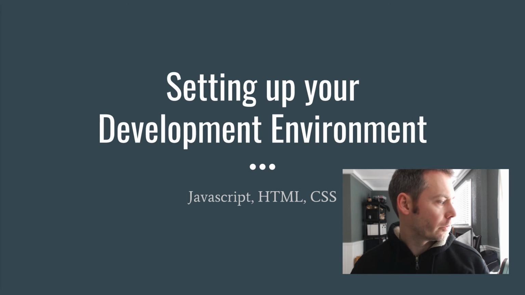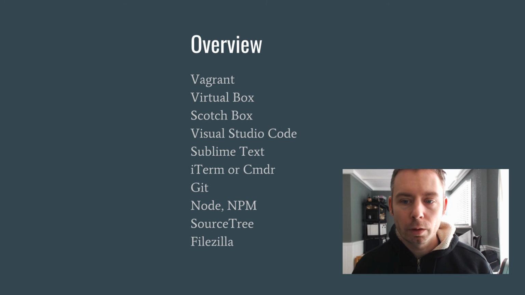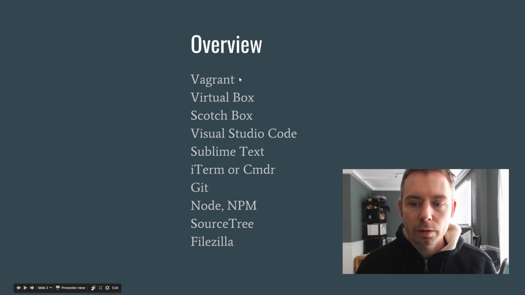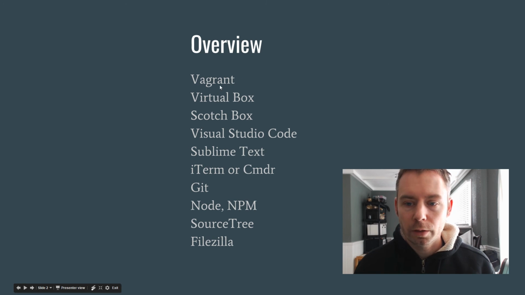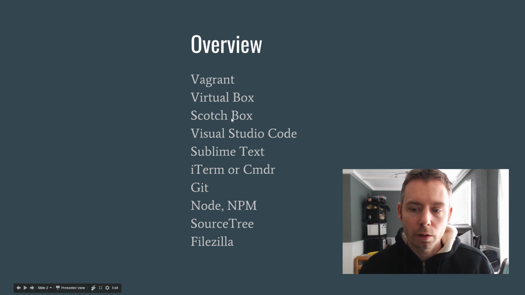Okay, so first thing, we're going to install Vagrant. We're going to use VirtualBox to get Vagrant going. We're going to install Scotchbox, which is a starting point for Vagrant, so we don't have to install everything one by one. It's kind of pre-configured for PHP, all the basics you would need.